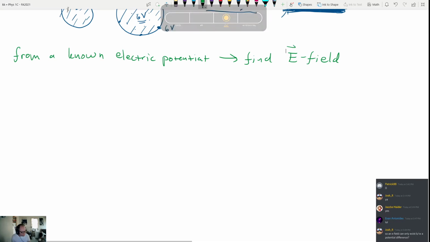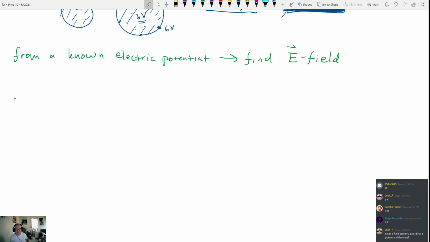Yes! That's exactly right, Josh. An electric field can only exist between a potential difference, correct? Just like a gravitational field can only exist between what? You have to have an elevation difference, right? The top surface of a table is like a flat surface that doesn't have a gravitational field. The moment you tilt the table, you create a gravitational field, basically, or you subject it to it.